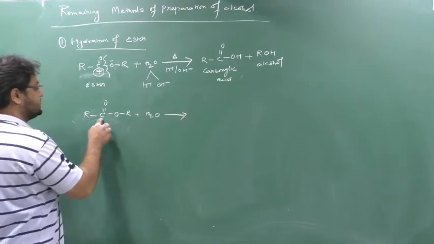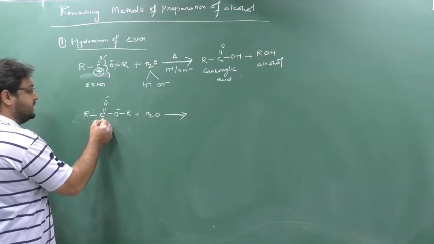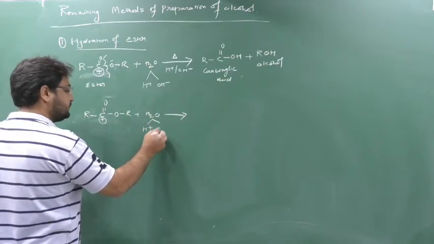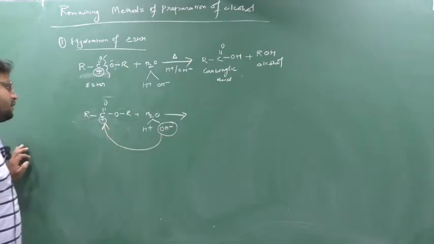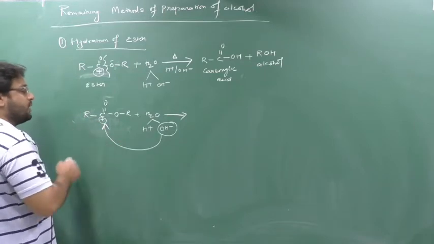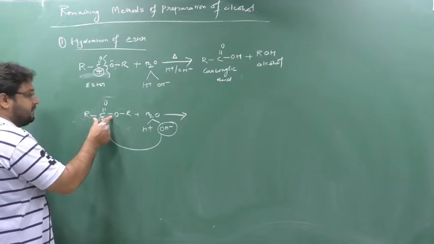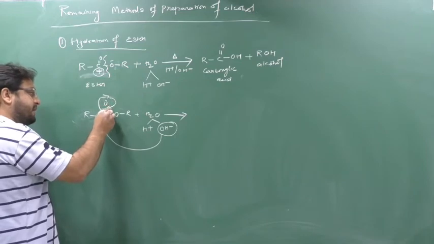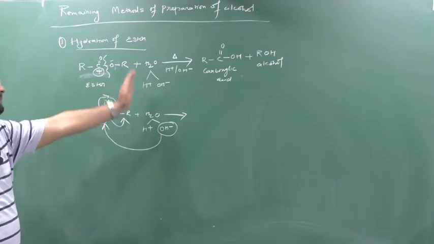What will happen? See, this carbon has an oxygen with minus charge, and this carbon has another oxygen with minus charge, which creates a guaranteed positive charge. Yes or no? So this H plus and OH minus will attack on this carbon. Now the carbon is making 5 bonds. To make a new bond, an old bond has to be broken. Either this bond or this bond, but these two are sigma bonds, and this is a pi bond. So this pi bond will break and shift back, and this group will leave. OR minus will be leaving.